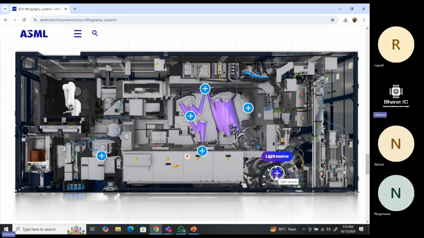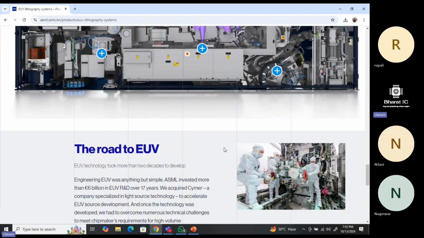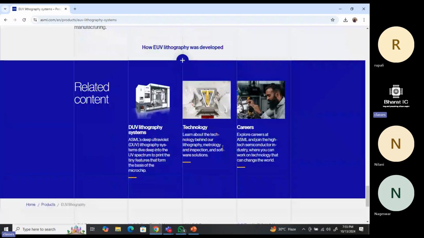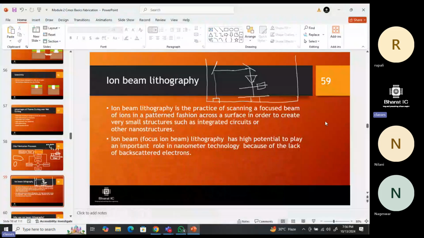This is the light source from where the light originates, and it is pointed to the wafer stage. This is the wafer stage kept here, and the light falls at this level by reflecting off mirrors placed at different angles, and it falls on this one, and it fabricates the chip. This is how complicated the whole machinery looks. Okay, now coming to our topic. This light is called the ion beam. That's the ion beam actually.